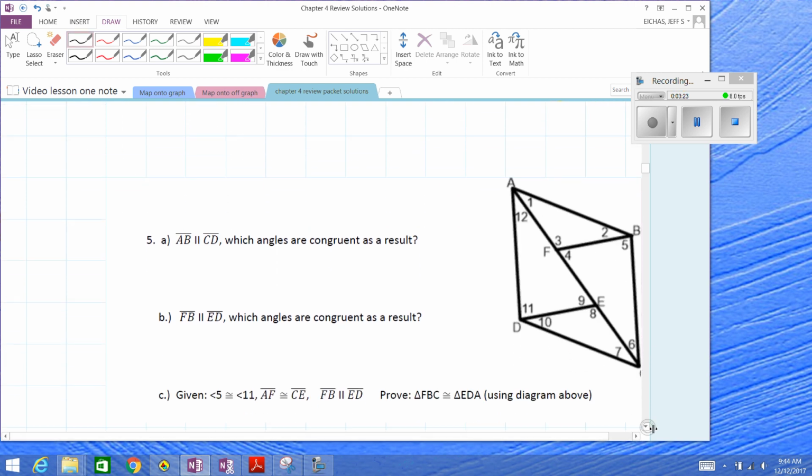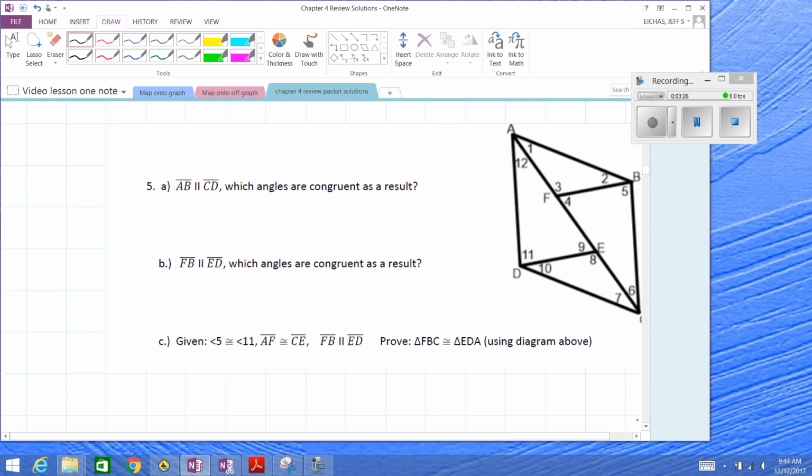Okay. AB is parallel to CD. Right there, we have to draw the arrows. That does not mean the sides are congruent. It just means those are parallel. Now, which angles are congruent as a result? Here's what you have to look for. Follow that. Are you noticing the backward Z? The inside corners of the backward Z are going to be your congruent angles. So we can conclude for sure that angle 1 is congruent to angle 7, and that's because of alternate interior angles.